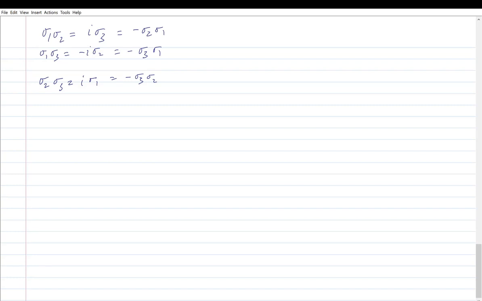And essentially the idea is that all products of Pauli matrices can be reduced to a single matrix, and this is the usual commutation relation. This guy. So for example, sigma 1, sigma 2 is going to give us, and so on and so forth. Sigma 3, sigma 1 is going to give us.